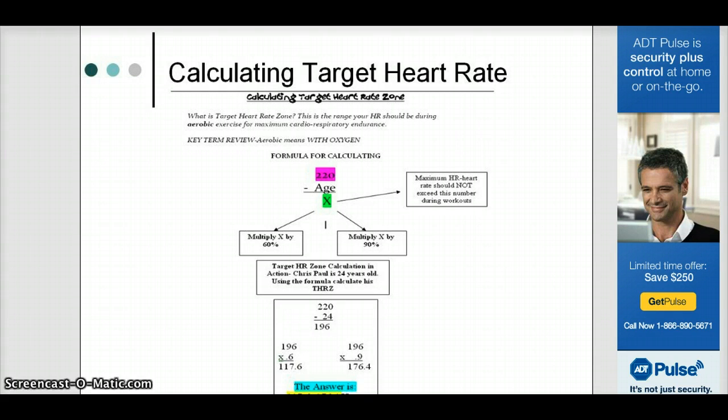That target heart rate zone now provides the student with some base knowledge for what their heart rate should be during a cardiovascular workout. So if you're a 24-year-old person, your maximum heart rate would be 196 beats per minute. Your target heart rate zone then using that formula would be 117.6 to 176.4. Those numbers represent how many beats per minute your heart should be beating during your exercise.